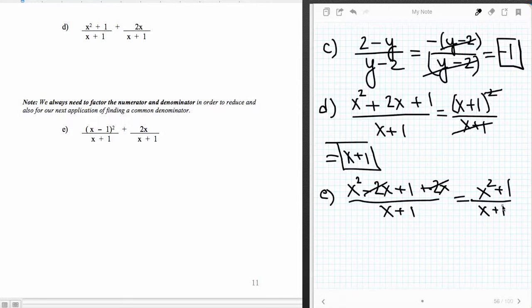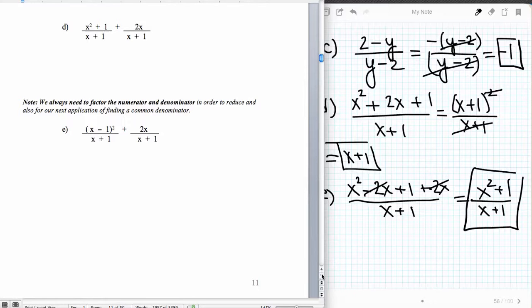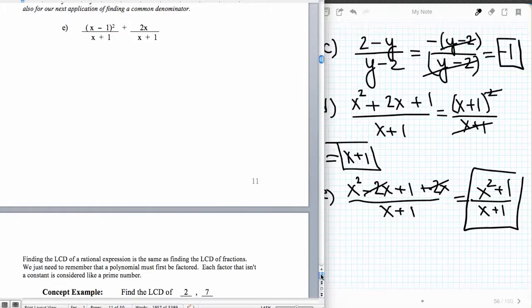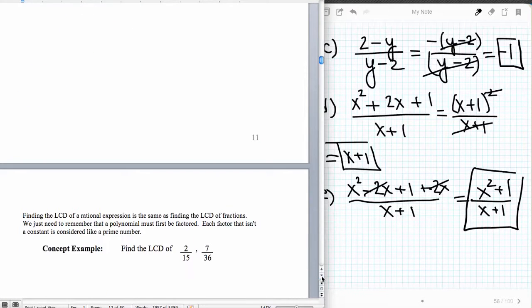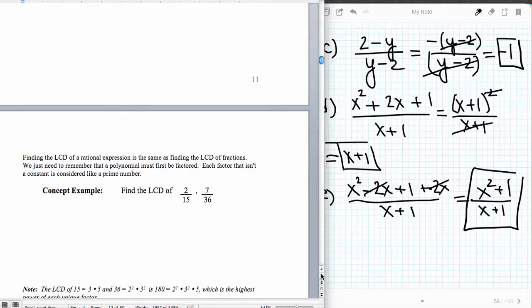Now x squared plus 1 is the sum of two perfect squares, which does not factor. We can't cancel the ones, we can't cancel the x squareds. Don't be tempted. So that one is as simple as it's going to get. And that's our review of adding with the like denominators.